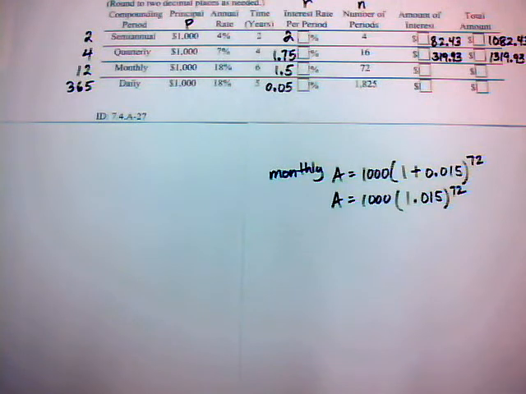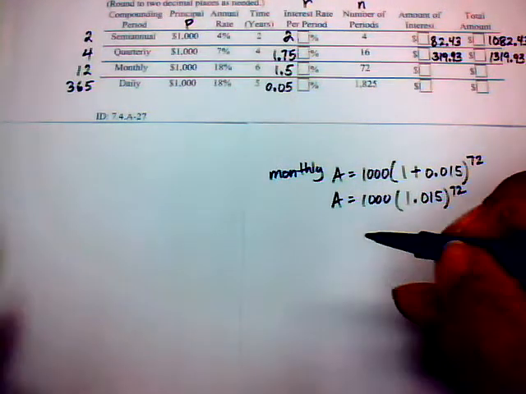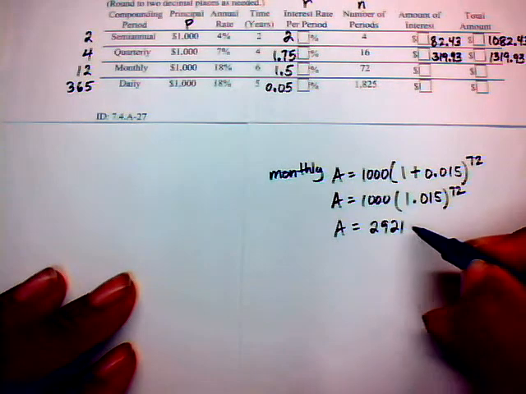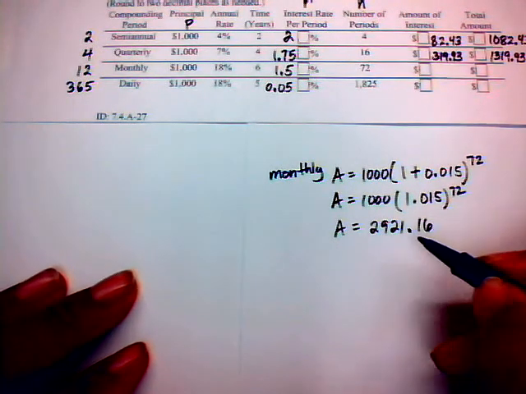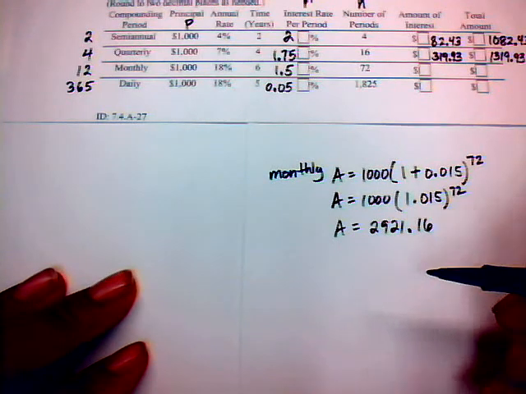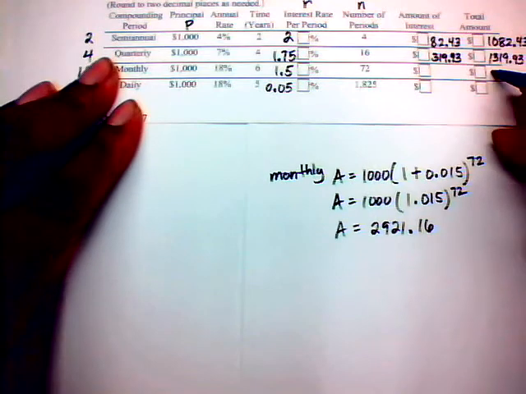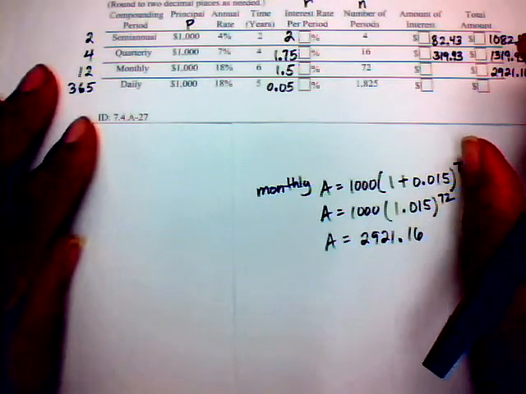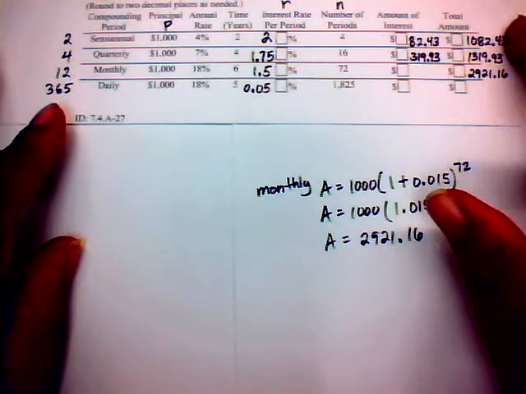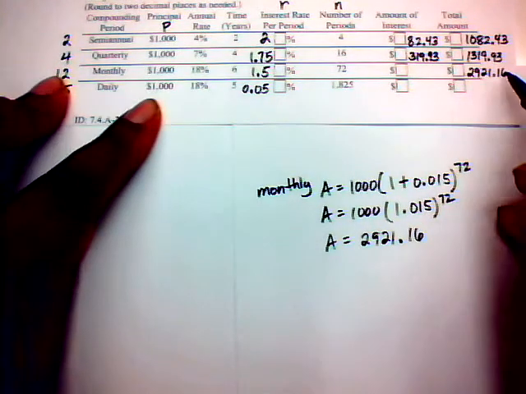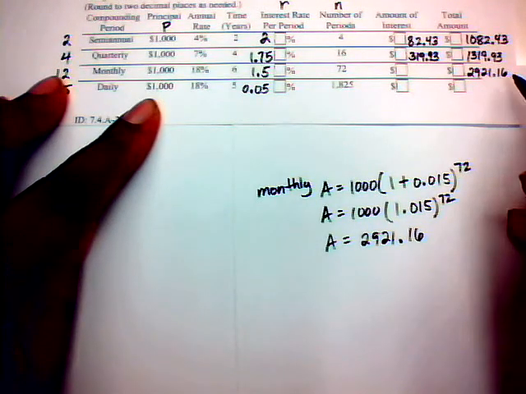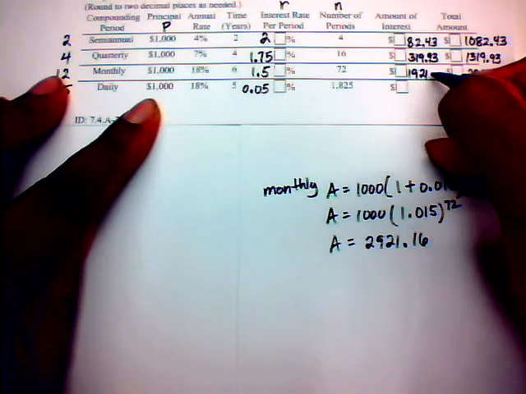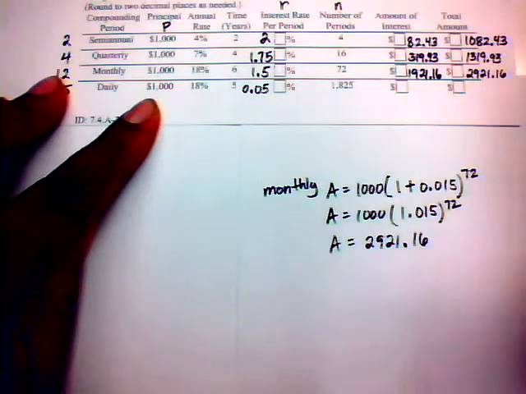This will be $2,921.16, rounded to two decimal places. Okay, so that's the total amount there, $2,921.16. Now in this case, we subtract 1,000 from the 2,921.16, and you're going to get 1,921.16.